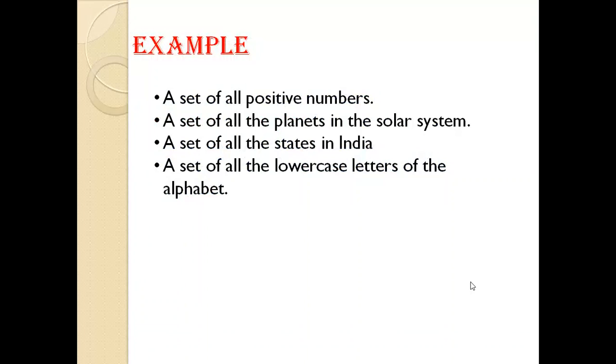Now we see examples of a set. First example is a set of all positive numbers. Second, a set of all the planets in the solar system, like Earth, Mars, and many more. Third is a set of all the states in India. So there are 29 states in India, and these 29 states are the elements of the set India. And the last example is a set of all the lowercase letters of the alphabet.